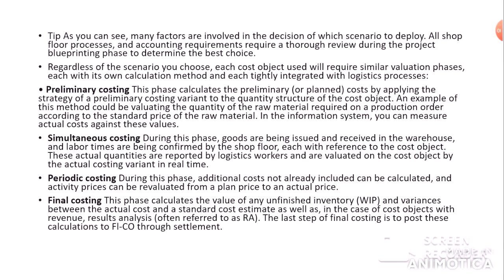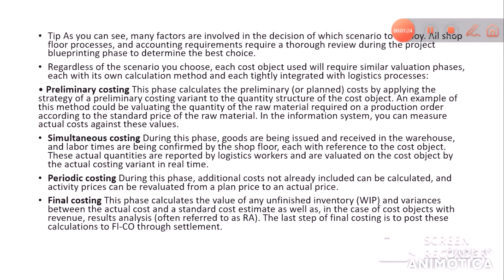So in final costing, this phase calculates the value of any unfinished inventory, work in process and variances between the actual cost and a standard cost estimate, as well as in case of cost objects with revenue, results analysis, often referred to as RA. The last step of final costing is to post these calculations to FICO through settlement. So these are all the different types of costings.